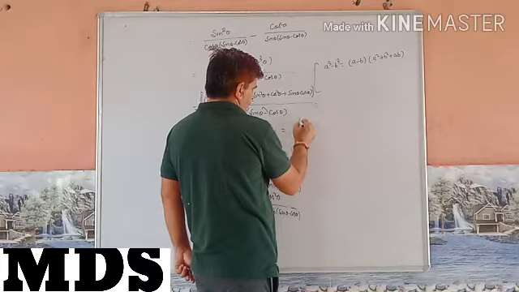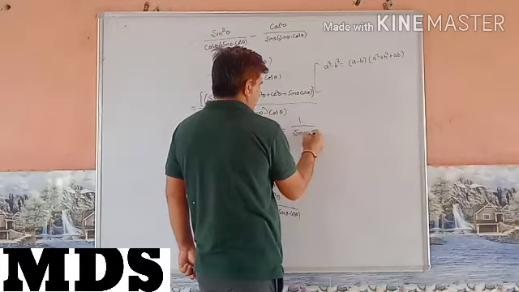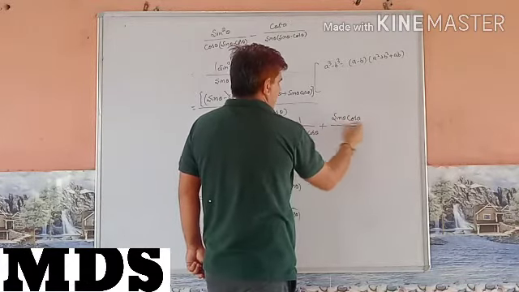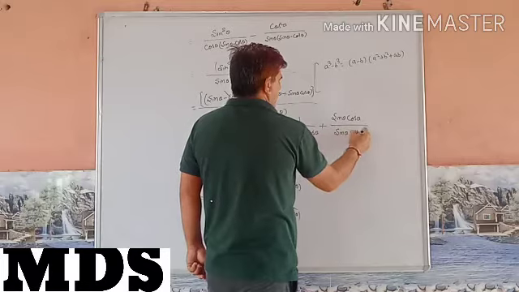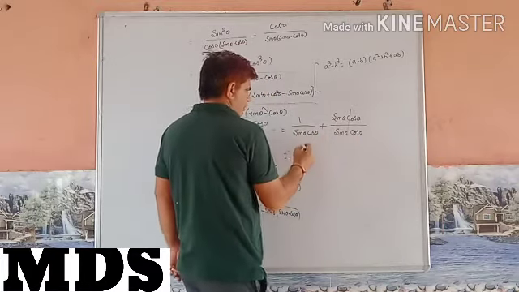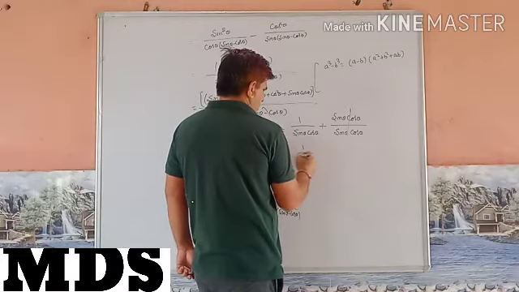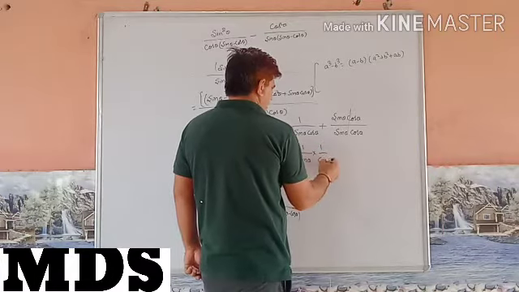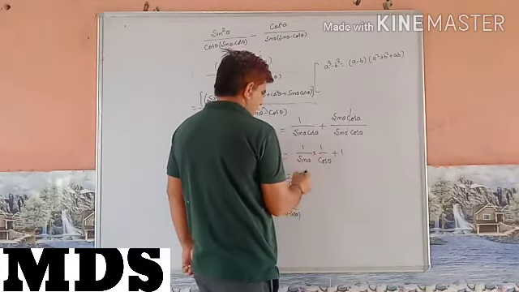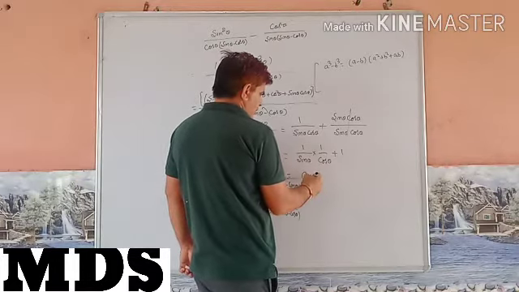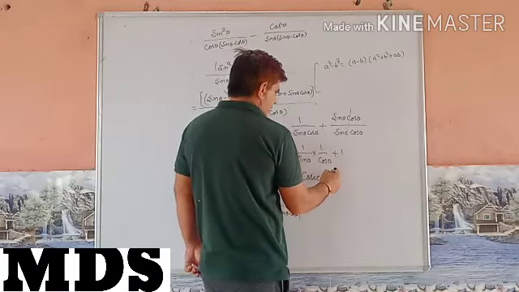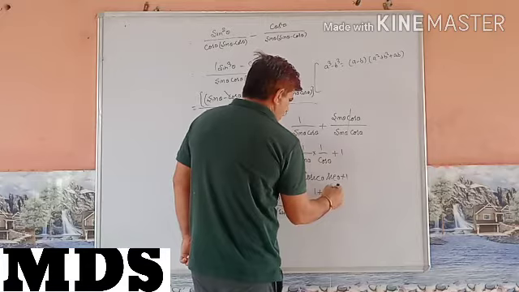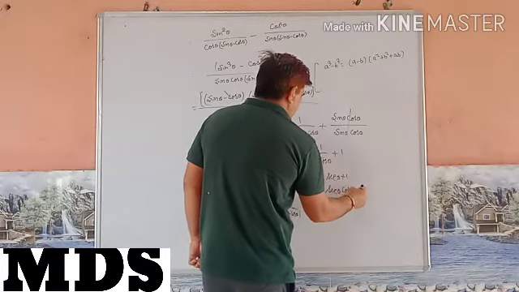This we can write 1 by sin theta cos theta plus sin theta cos theta by sin theta cos theta. Cancel. So this is 1 by sin theta, 1 by cos theta, plus 1. This is cosecant theta, this is secant theta, plus 1. This you can write 1 plus secant theta cosecant theta.